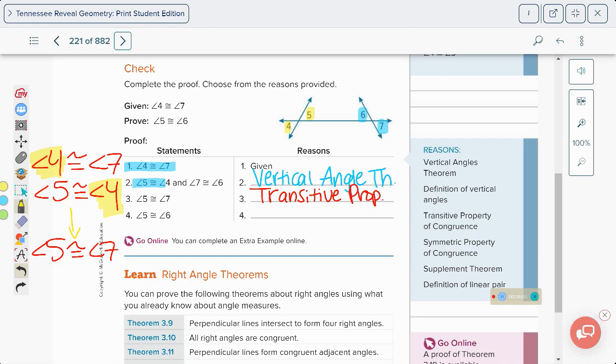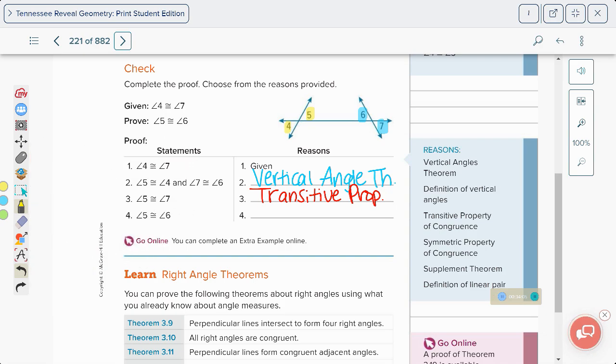Now for our final statement. We're trying to figure out a reason why it might be true. And it says that angle 5 is congruent to angle 6. Well, the only other time I see angle 6 is in this statement here, so let's use that. It says angle 7 is congruent to angle 6. I also notice angle 5 is mentioned there. Let's use that.